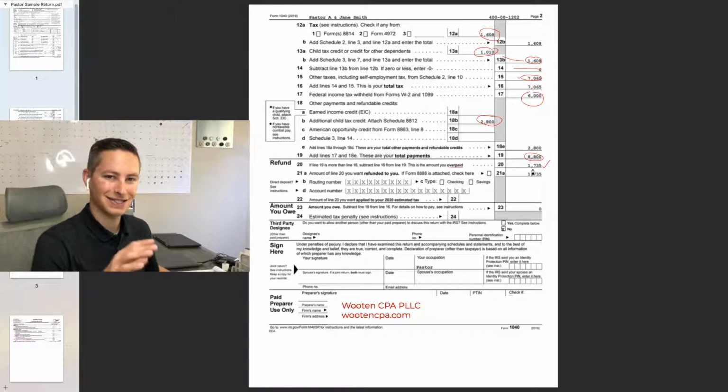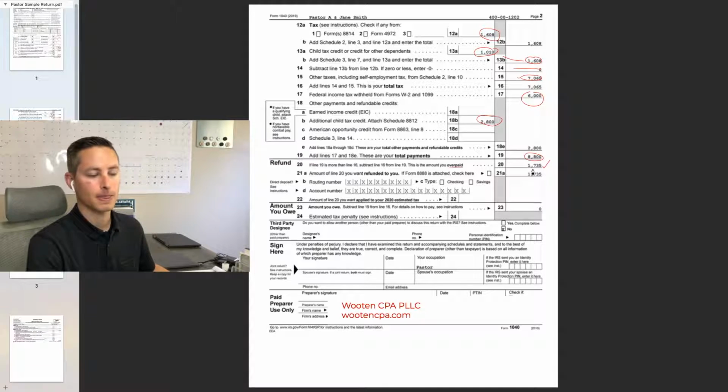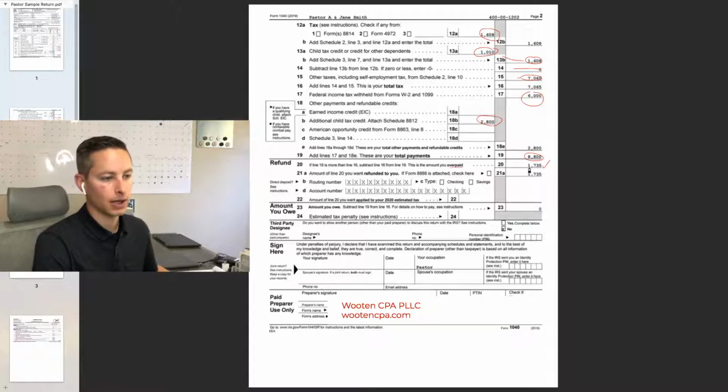So that is the 1040 return. It's 2 pages. They did change it this year. It's not the same as the 2018 form, so it is a little bit different. Now, there are other schedules and worksheets, as I mentioned, that we will go through now.